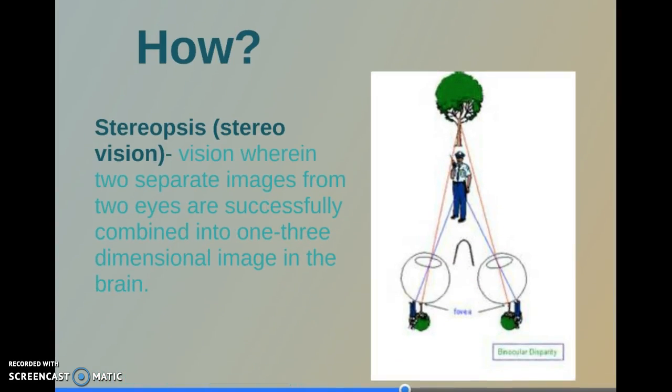So before I go on to talking about depth perception dysfunction, I want to explain how exactly we can obtain depth perception. We obtain depth perception through stereopsis or stereovision, which is vision wherein two separate images from two eyes are successfully combined into one three-dimensional image in the brain. So in the picture you can see both of our eyes, our left and our right, and we look at one image and get the angle of both images and put it into one.